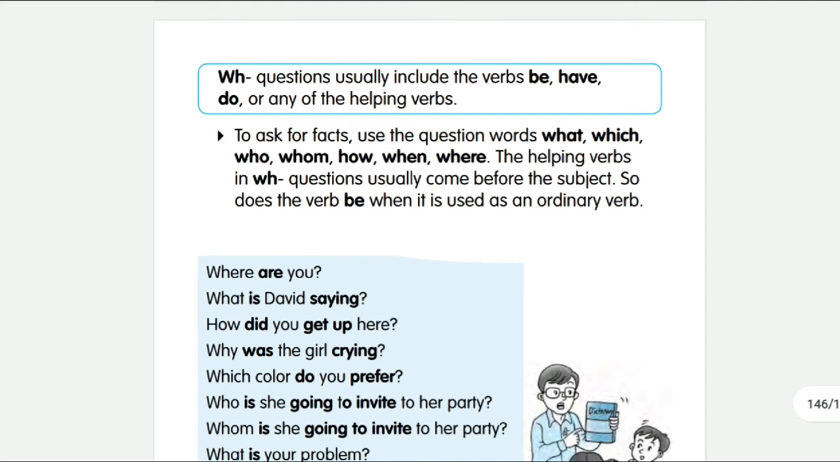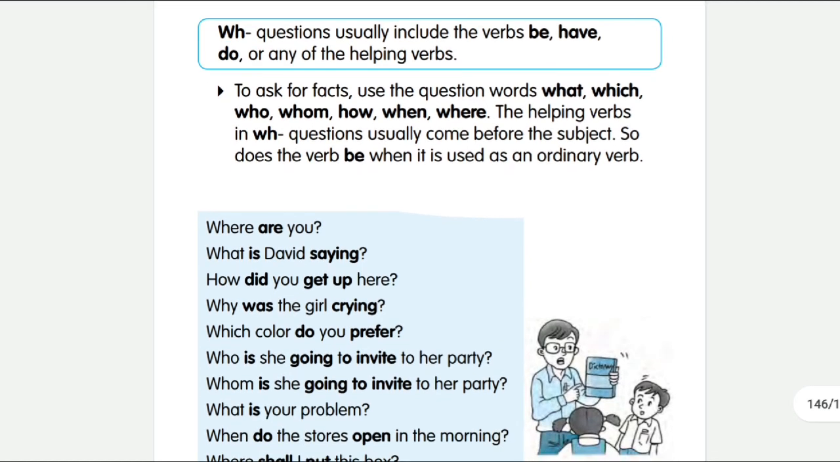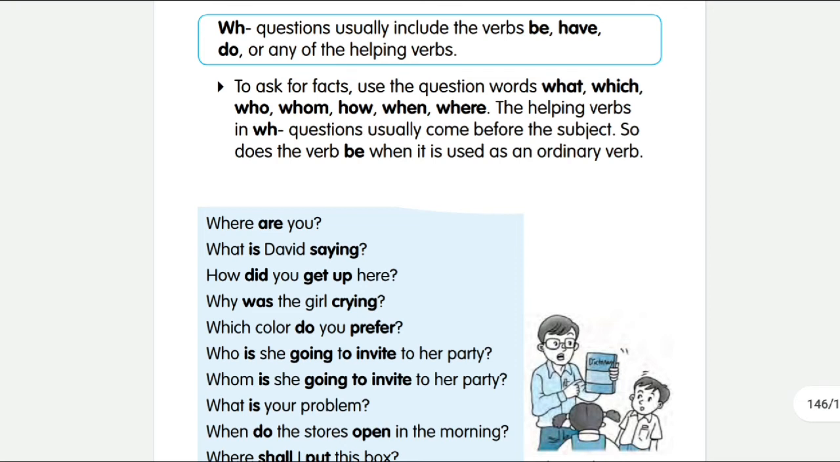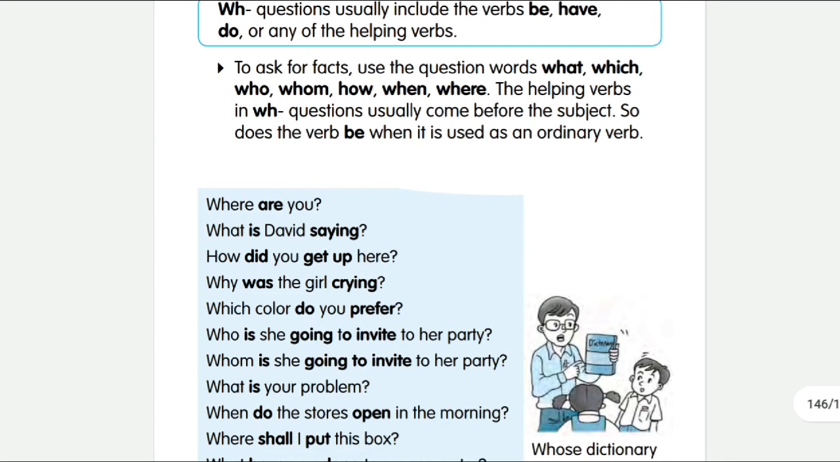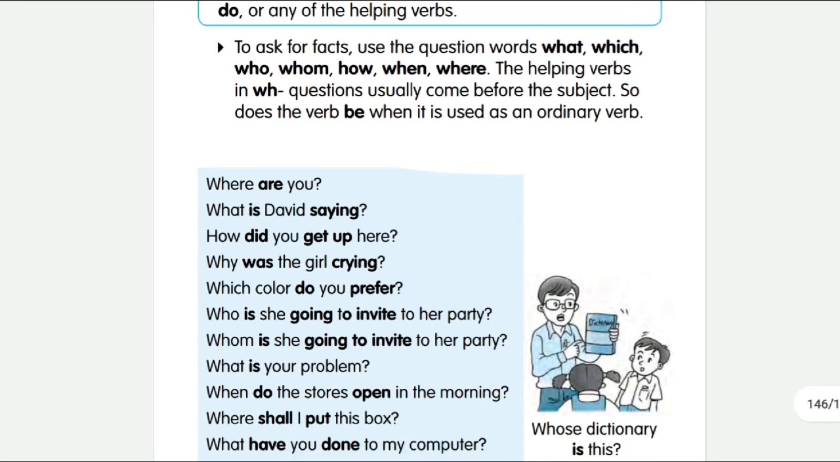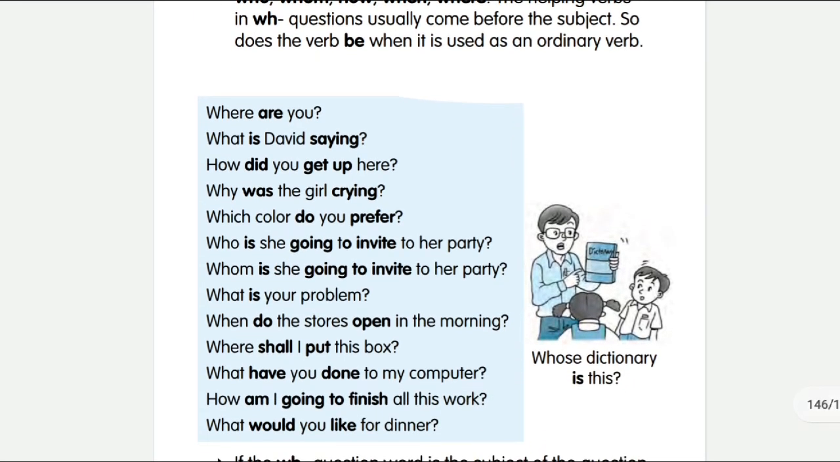And WH questions usually include the verbs be, have, do after the WH word. WH words mean what, which, who, whom, how, when, where, and how they are used. Let's see. The be verb is used just after the WH word. You can see here, where are. Are is the be verb. Where are you?